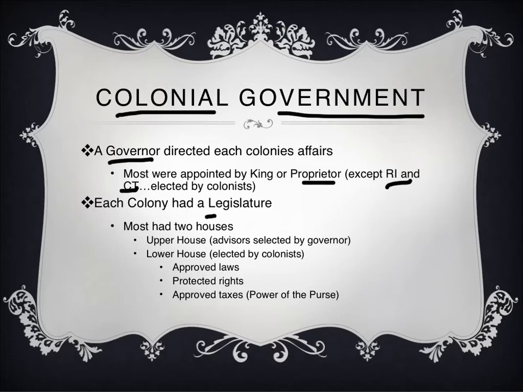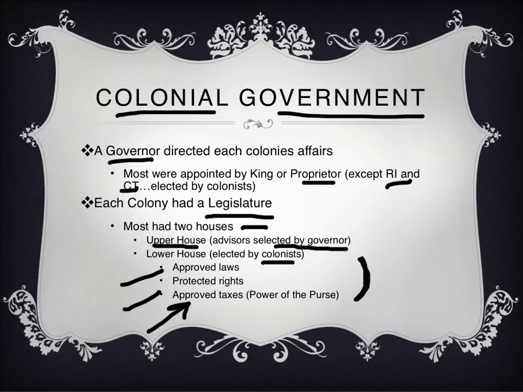Now, each colony does have a legislature. A legislature is a branch of government that makes laws. Most of the legislatures have two houses. They have an upper house, which is advisors selected by the governor, his buddies, his people who are going to give him advice. And then you have the lower house, which is elected by the colonists. Now, even though it sounds less important because it's the lower house, actually, they approve the laws. They protect the rights of the people, and they have to approve the taxes. The governor cannot just raise taxes without the permission and approval of the lower house, which is elected by the people. Very good. Seems like a pretty good deal.